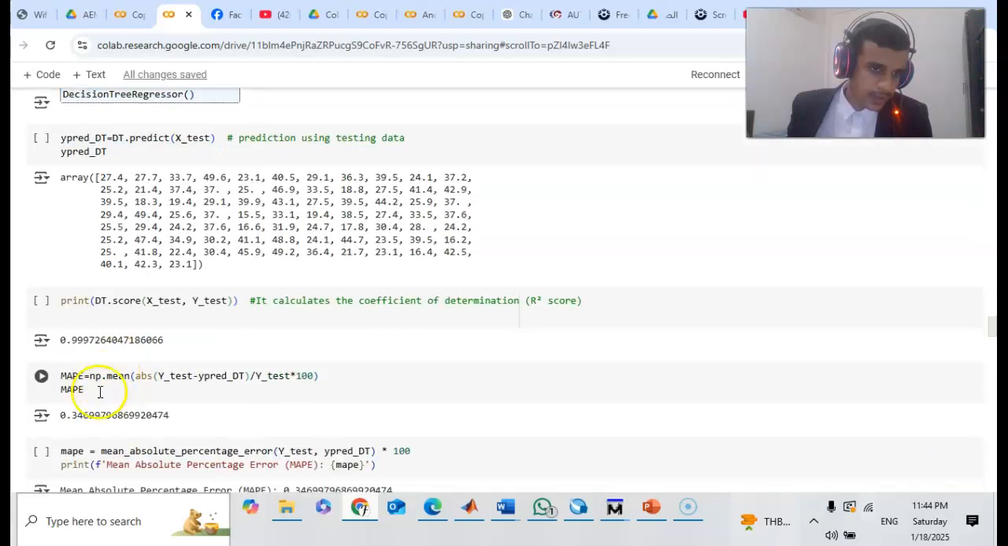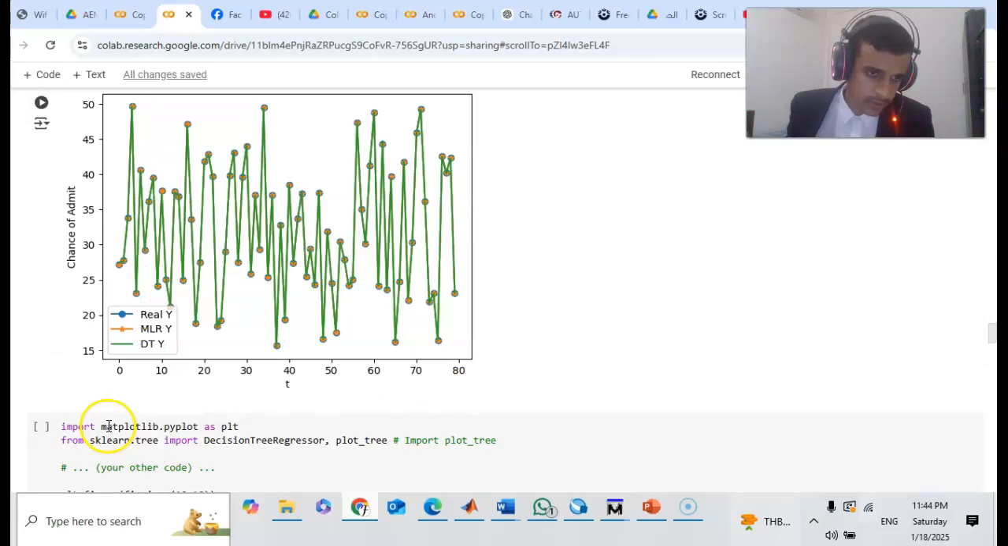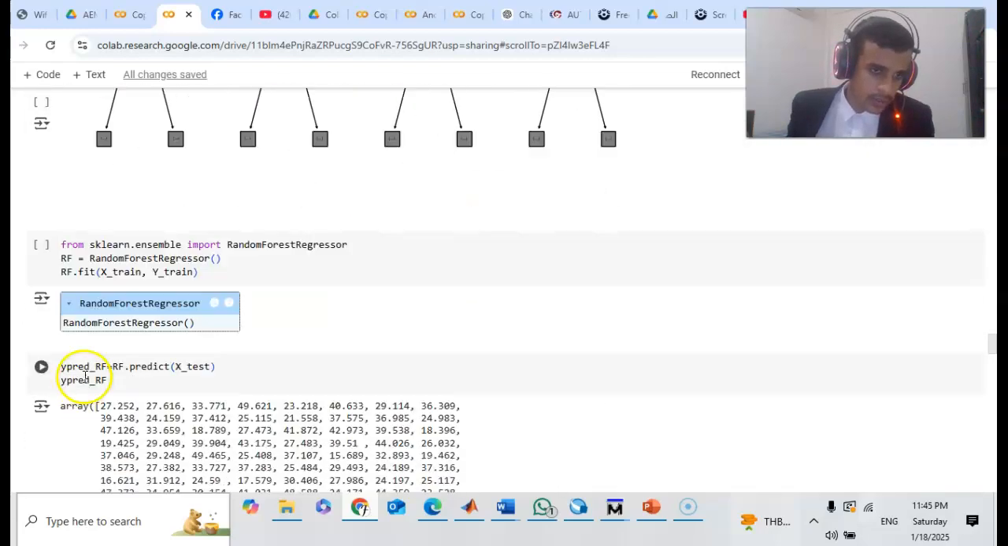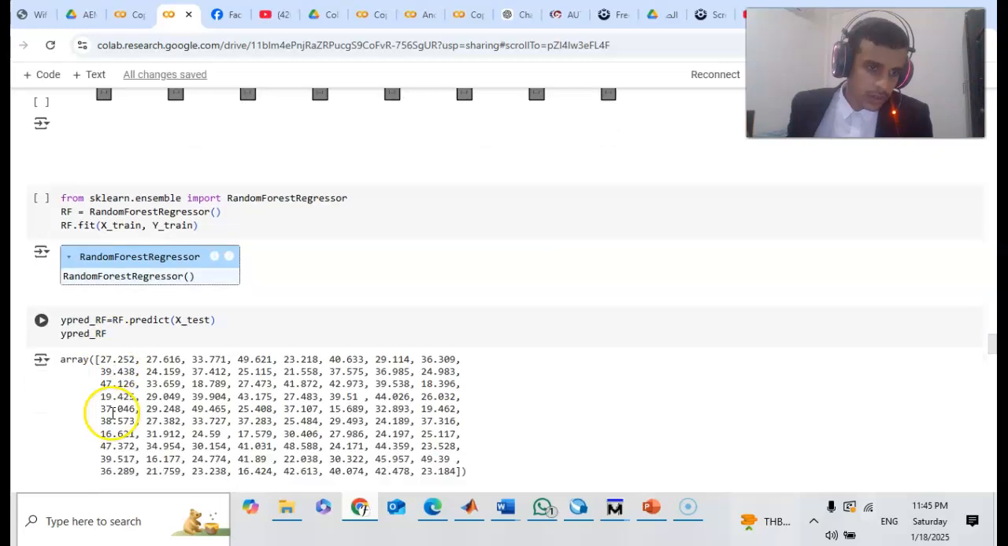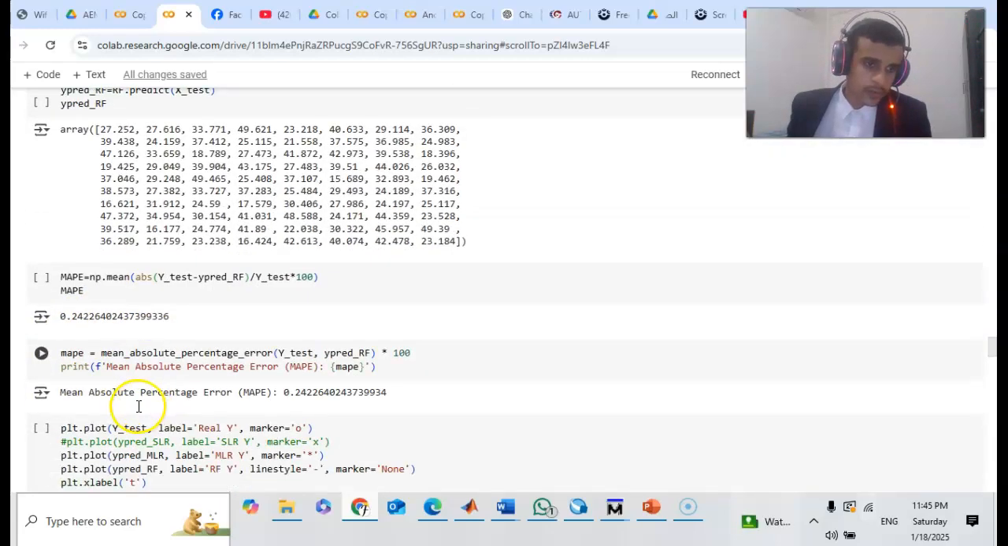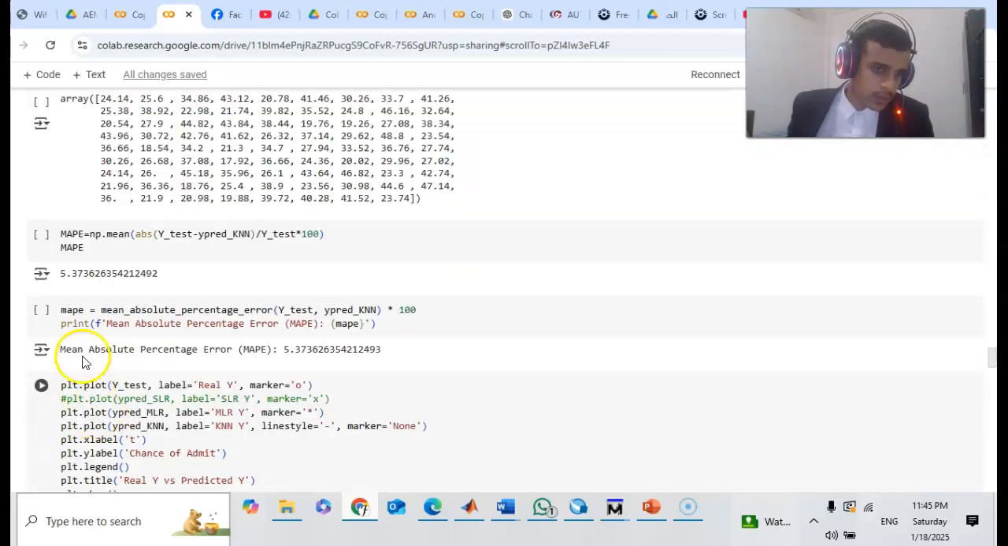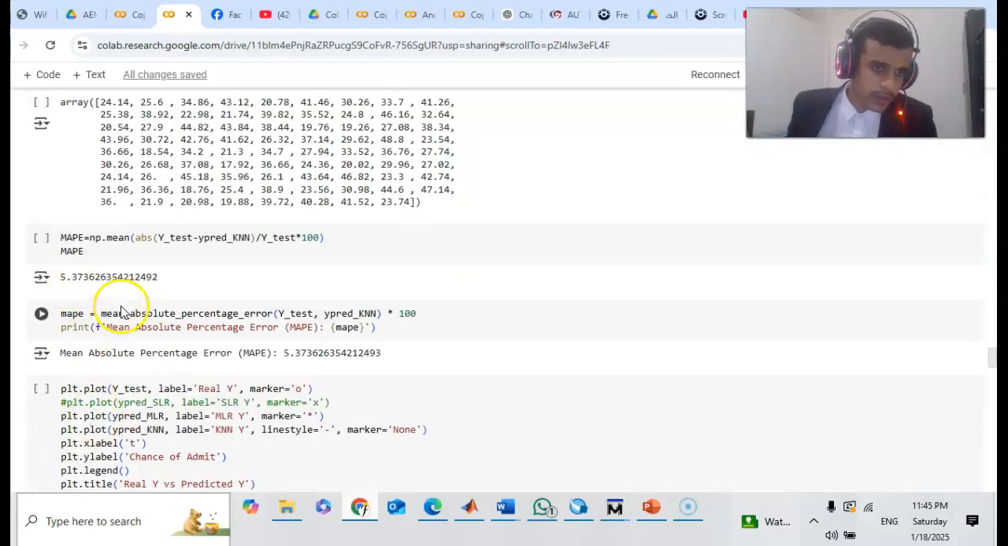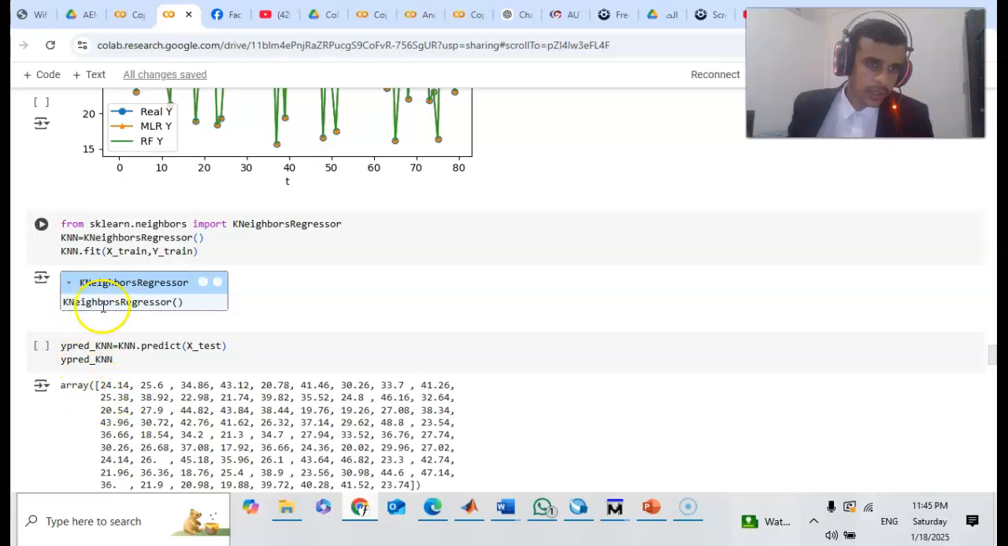For the DT, we got MAE 0.346 after tuning, and for random forest it is 0.2422, and the last one is 5.3736 for the neighbor regression.